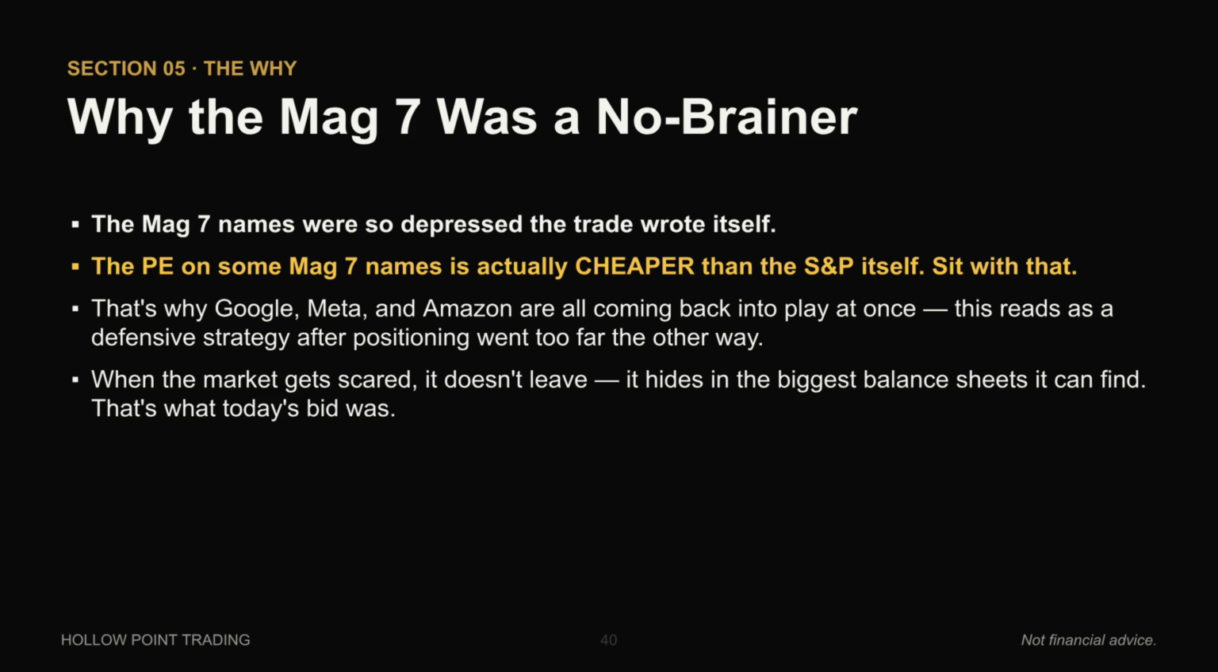Why was the Magnificent Seven a logical trade? Some of these names are currently cheaper than the broader S&P based on PE ratios. During periods of market fear, capital often hides in the largest, most secure balance sheets, which explains today's defensive bid.